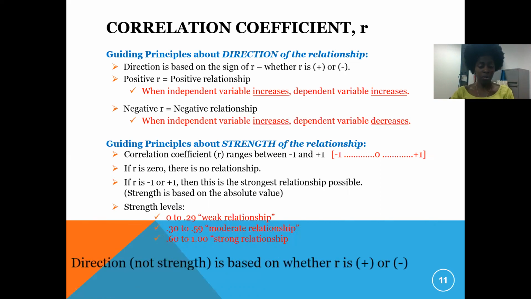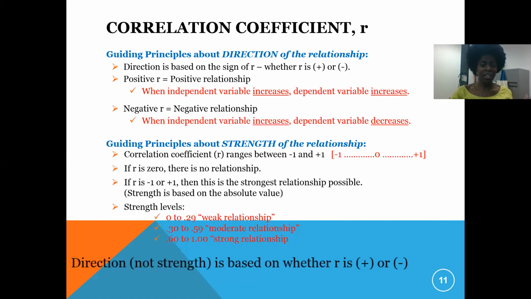-0.31 is a moderate relationship. So a number 0.29 and a number -0.30, which one is stronger? Well, 0.29, yes, it's positive, but who cares, right? Because we're only concerned with strength, not direction.